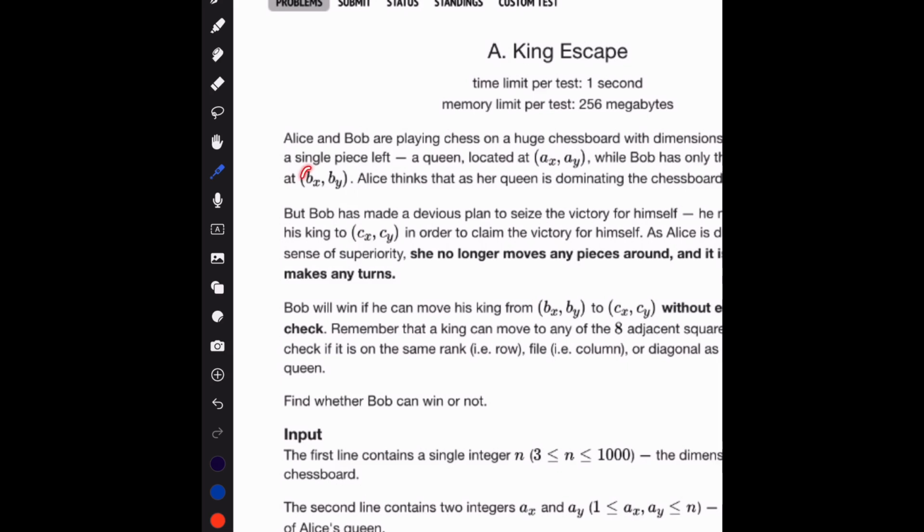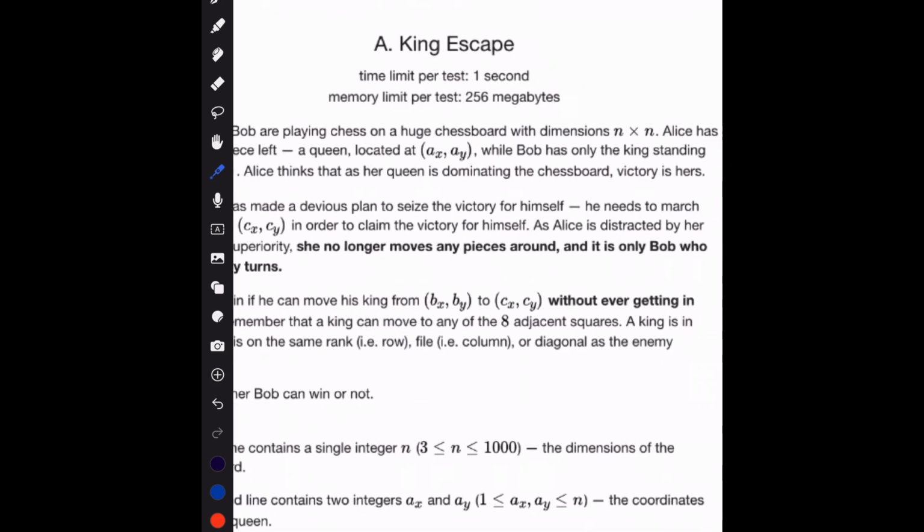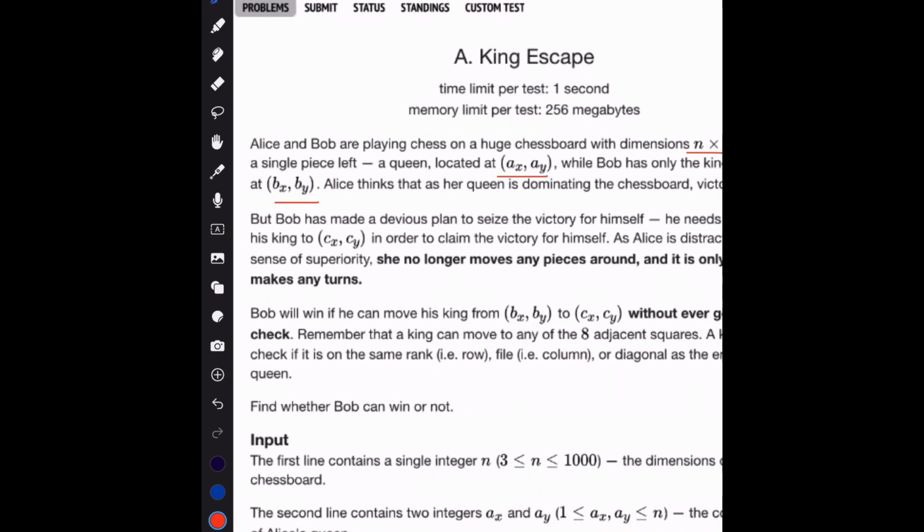These are the x and y coordinates. This is the x coordinate, this is the y coordinate. Similarly, this is the x coordinate and this is the y coordinate. Alice thinks that her queen is dominating in the chessboard and victory is hers. Okay, so if I look over here, I have this data, I have this data, I have this data.